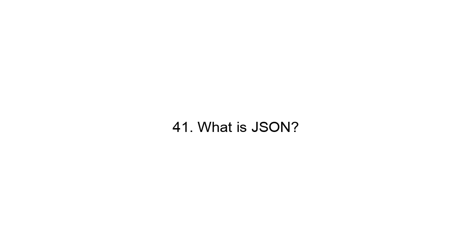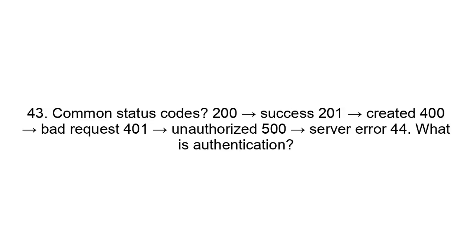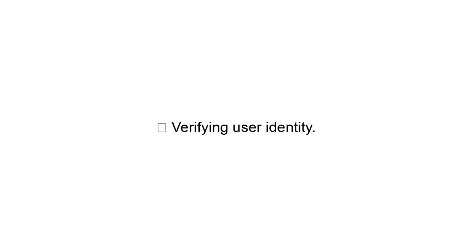41. What is JSON? Data format used in APIs. 42. What is status code? HTTP response indicator. 43. Common status codes: 200 means success, 201 means created, 400 means bad request, 401 means unauthorized, 500 means server error. 44. What is authentication? Verifying user identity. 45. What is authorization? Checking user permissions. 46. What is JWT? Token-based authentication.